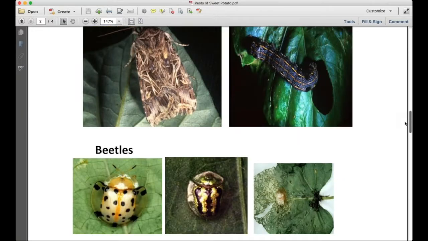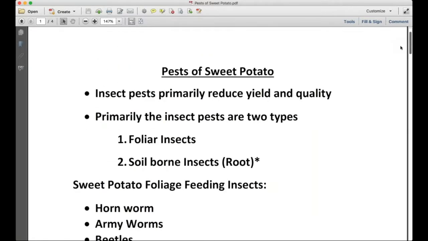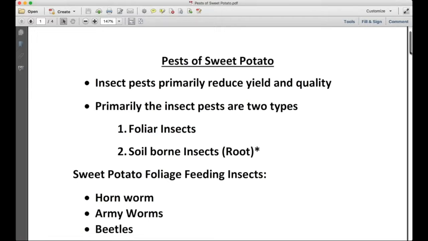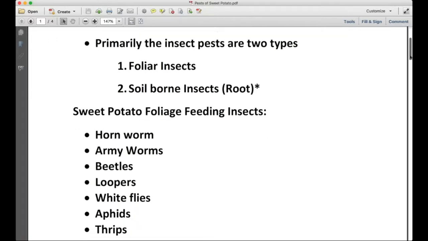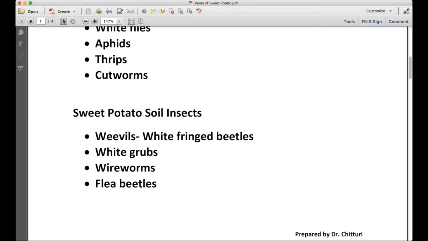Though there are several pests that have been listed, I thought these are some of the key things. In our case, the plants are still in the vegetative stage, in transition from the vegetative stage. So these are some of the common foliar insects, as well as the root infesting insects that I wanted to highlight in this presentation.